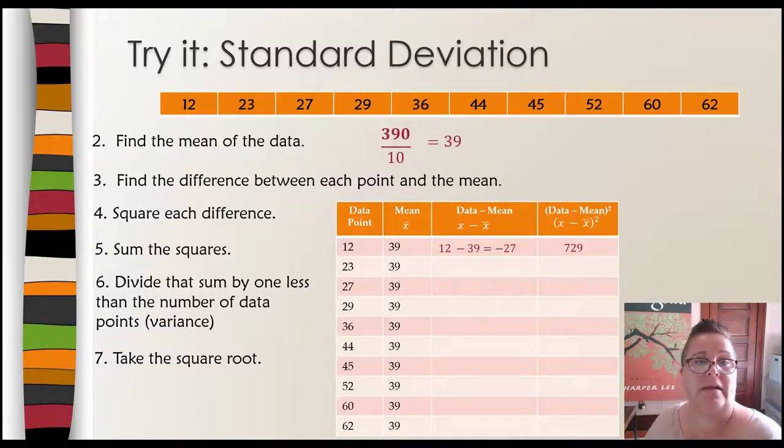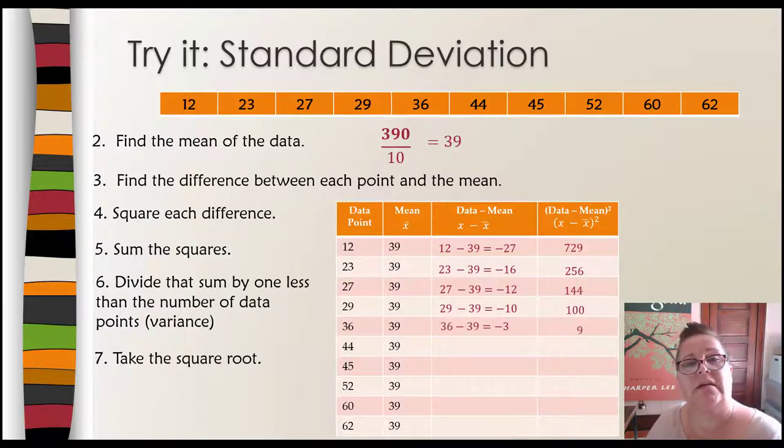All right, next point is 23 minus 39. That's a negative 16. When I square that, that's 256. 27 minus 39 is a negative 12. Negative 12 squared is 144. 29 minus 39 is a negative 10. 10 squared is 100. 36 minus 39 is negative 3. Squared is 9. 44 minus 39 is 5.